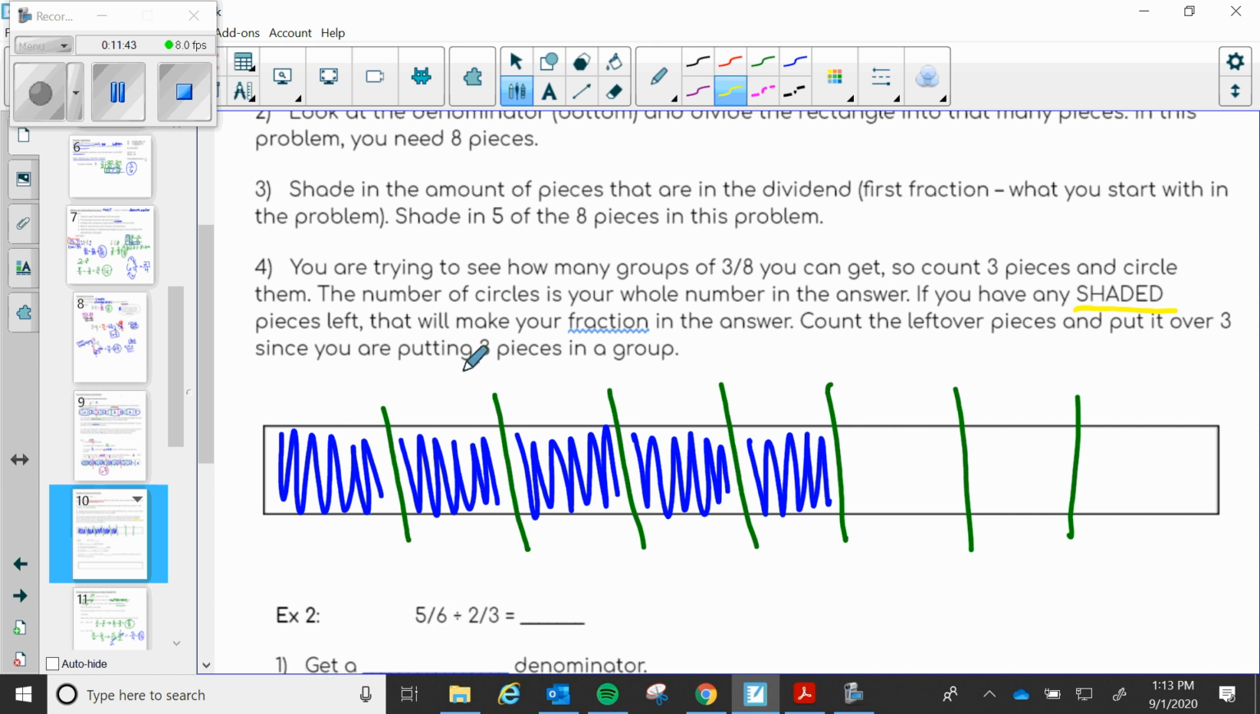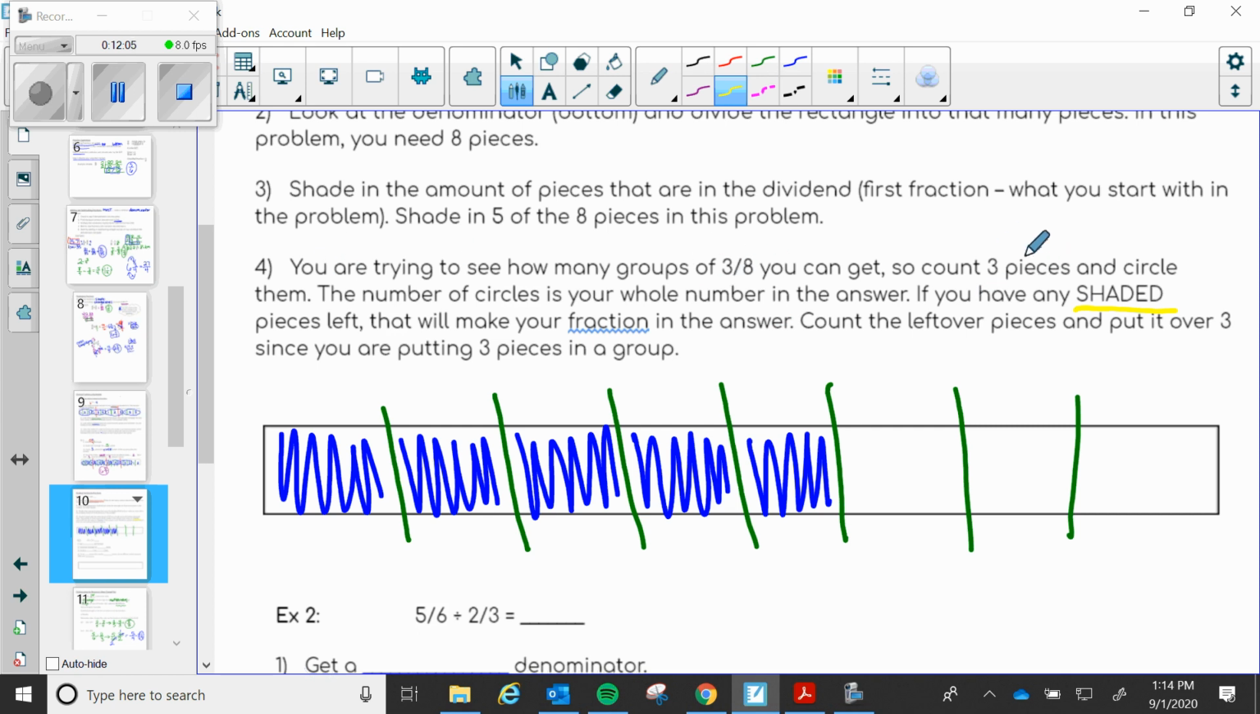Once we're only dealing with the shaded pieces, yes, we know we're going to have these 3 blank rectangles left over, but we can ignore them because once we have our shaded pieces, those are the only rectangles that we have to deal with. So going back to the beginning, you're trying to see how many groups of 3/8 you can get.